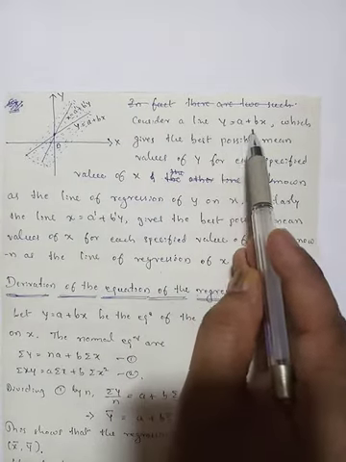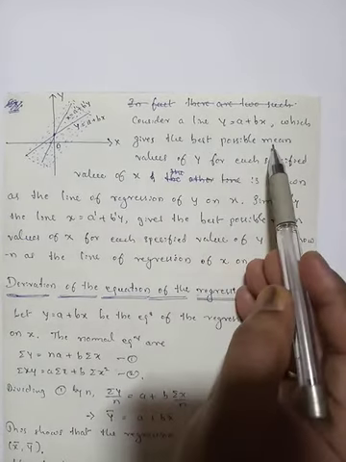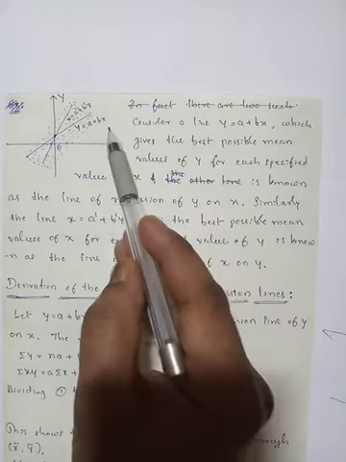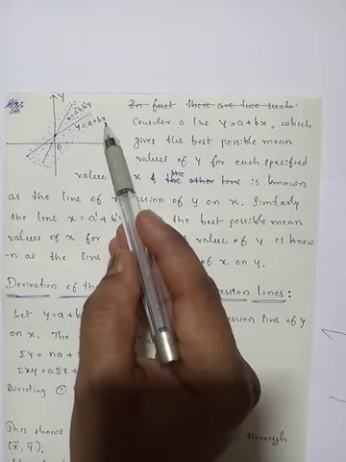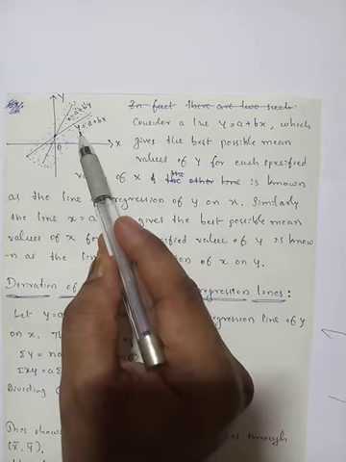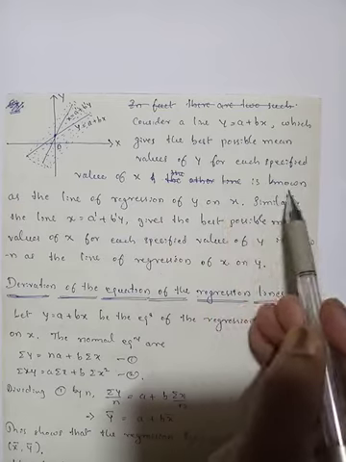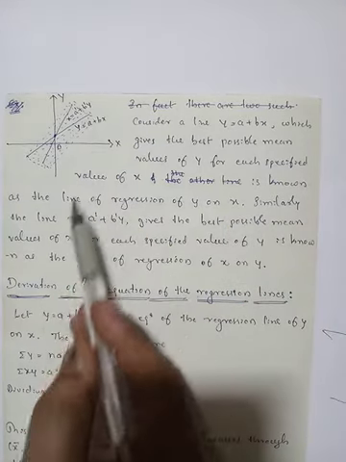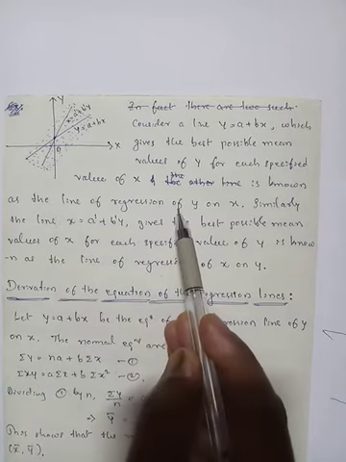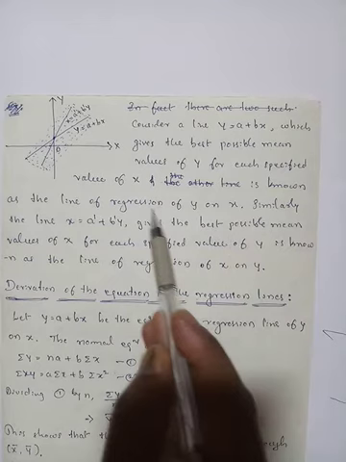Consider a line y equal to a plus bx. This is the line which gives the best possible mean values of y, which means for known values of x, we can substitute the value of x and get the values of y. This line y equal to a plus bx is known as, this point you remember, the line of regression of y on x.